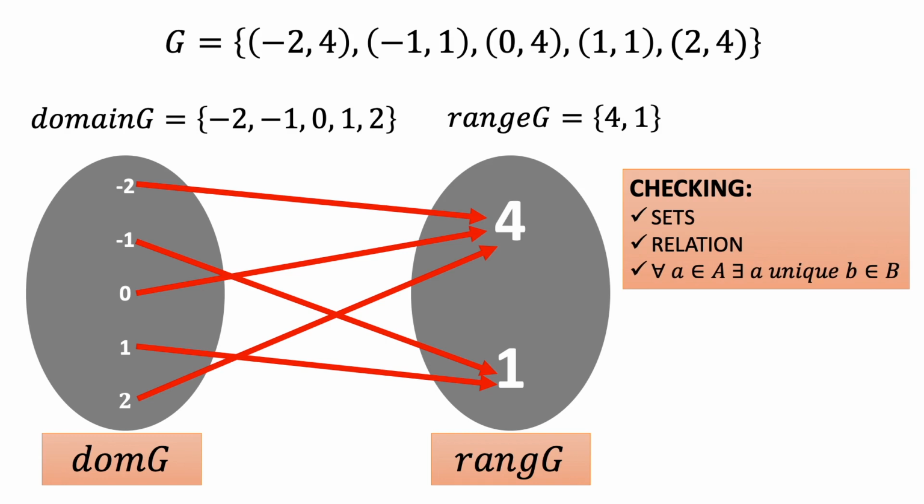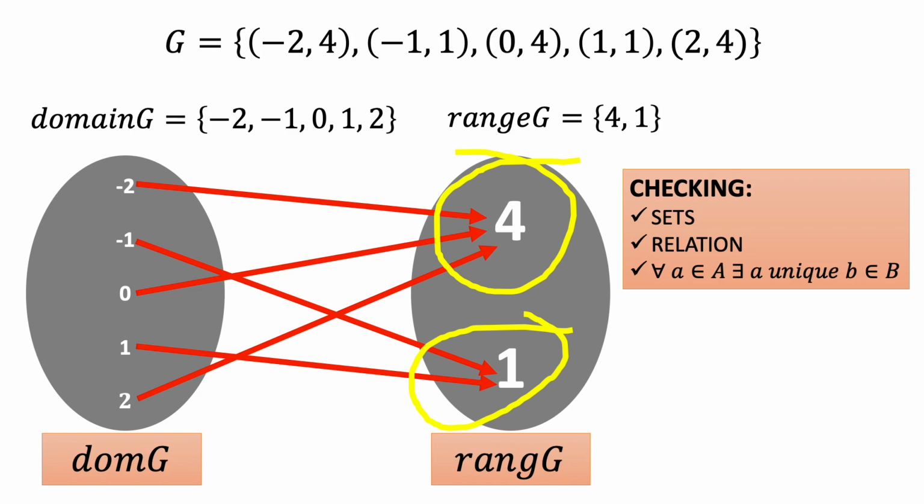I would like to emphasize something in this example. This kind of example is confusing to most students I had before. Take a look at the elements of range G. Some students would conclude that set G is not a function because 4 was mapped to 3 elements in domain G, while 1 was mapped to 2 elements in domain G.